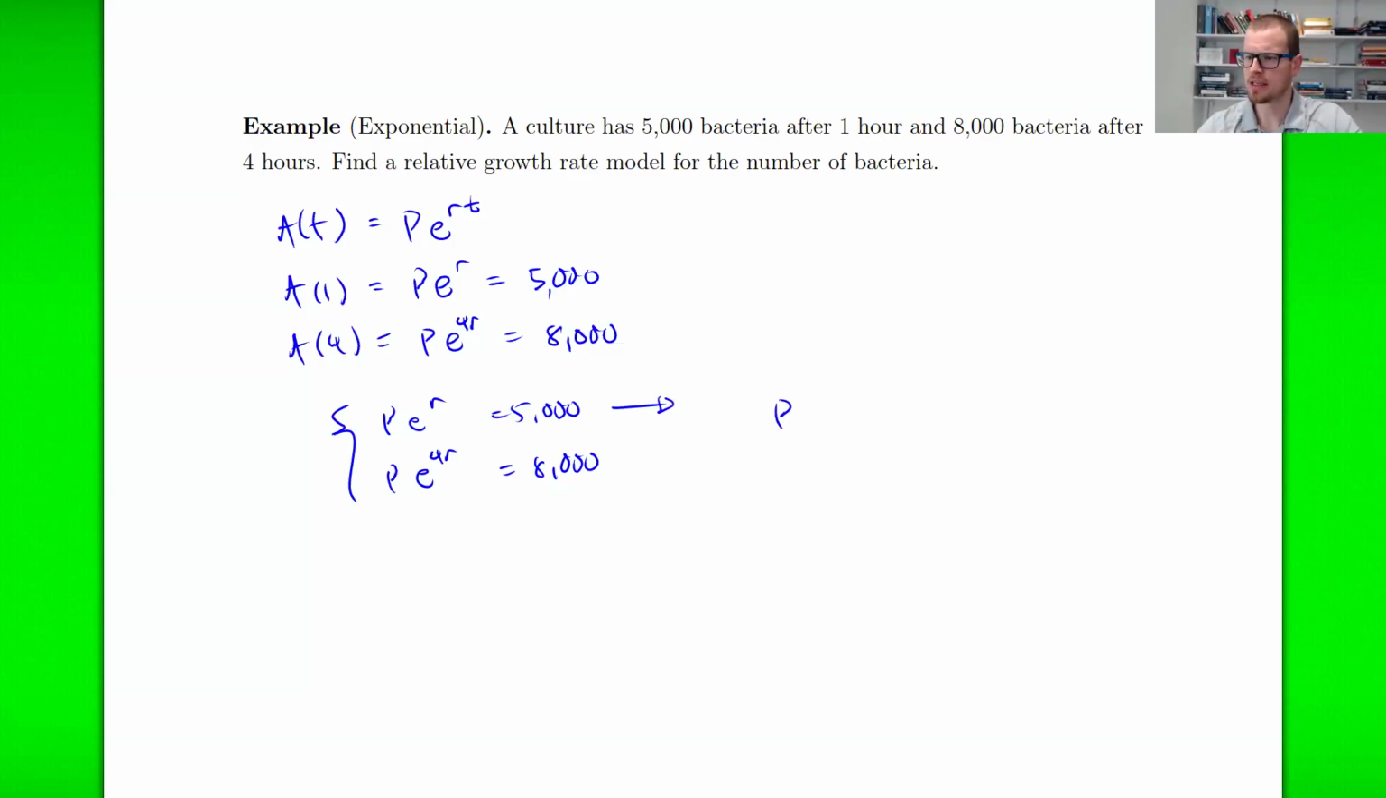I can write P is equal to 5,000 times e to the negative r. So I divided by e to the r on both sides. Now I plug this into the second equation. That's going to give me 5,000 times e to the negative r times e to the 4r is equal to 8,000.